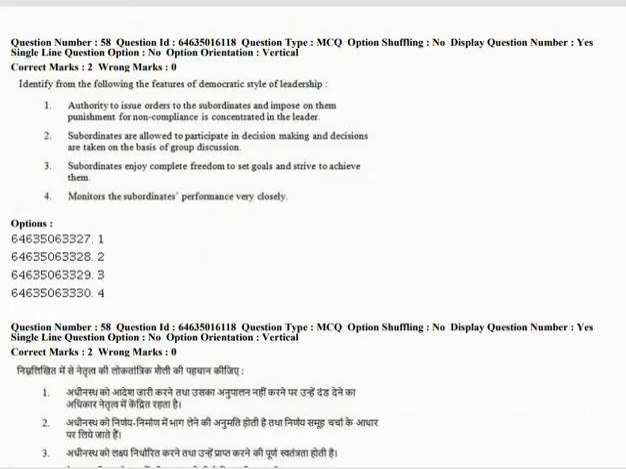Identify the following feature of democratic style of leadership. Question number 58. Authority to issue orders to subordinates and impose punishment for non-compliance is concentrated in the leaders. No. Subordinates are allowed to participate in decision making, and decisions are taken on the basis of group discussion. Correct. Subordinates enjoy complete freedom to set goals and achieve them. No. Monitors the subordinate performance very closely. No. Option 2 is the correct answer.